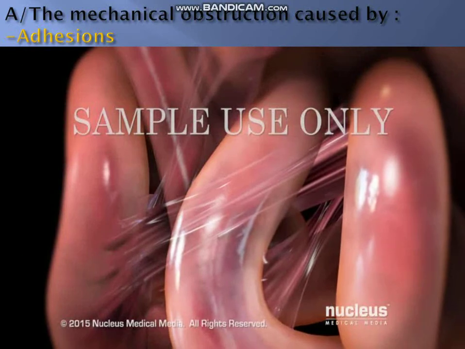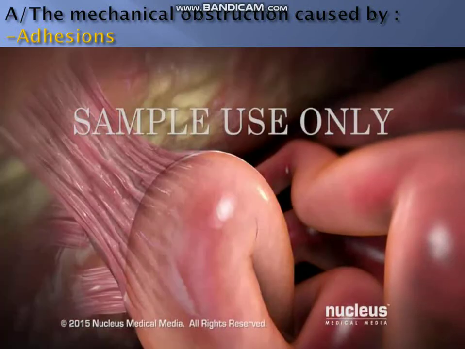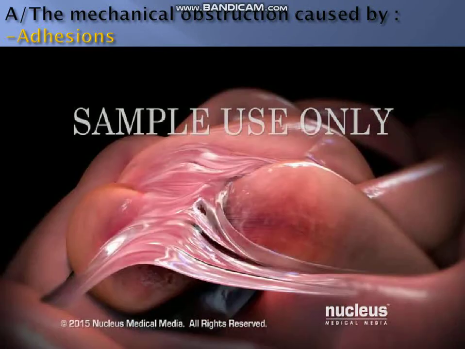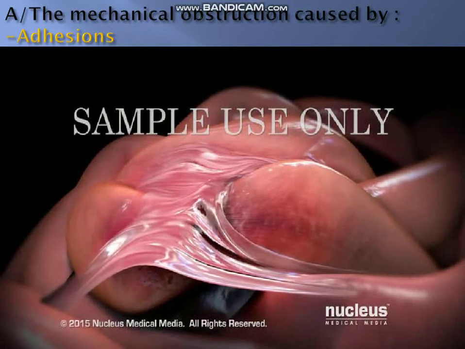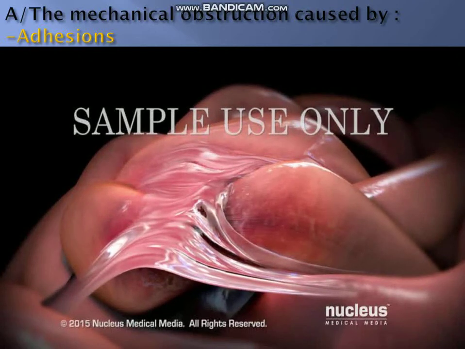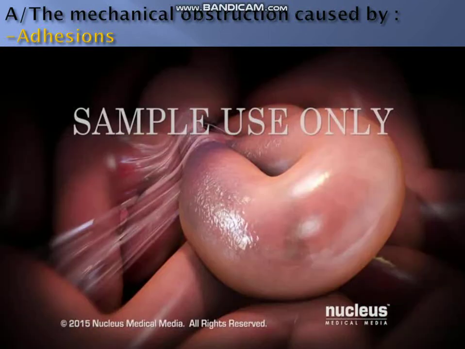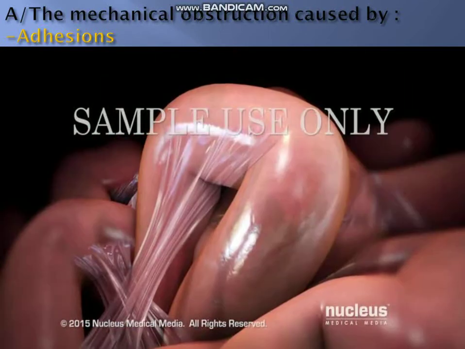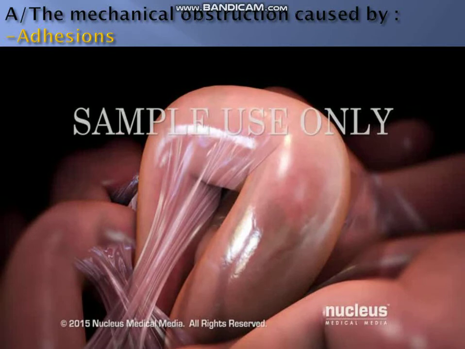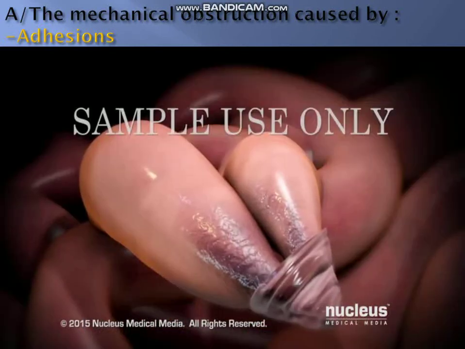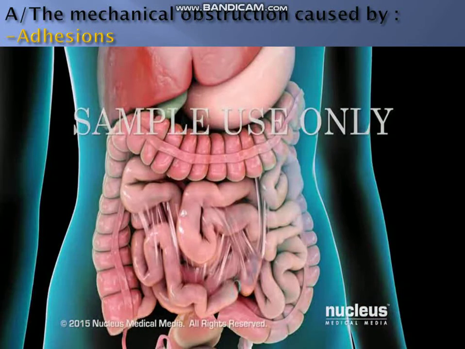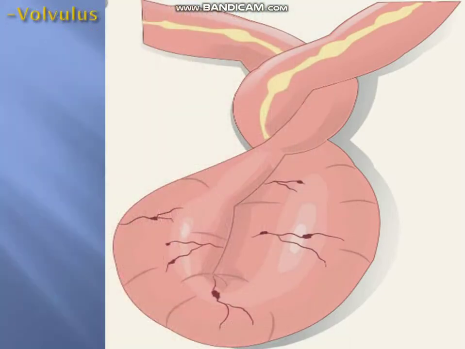Normally, internal tissues and organs have slippery surfaces, so they can shift easily as the body moves. Adhesions cause tissues and organs to stick together. They may connect loops of the intestines to each other, to other organs, or to the wall of the abdomen, and also fibrous tissue that develops after abdominal surgery. Obstruction will occur when there is twisting of the intestine.